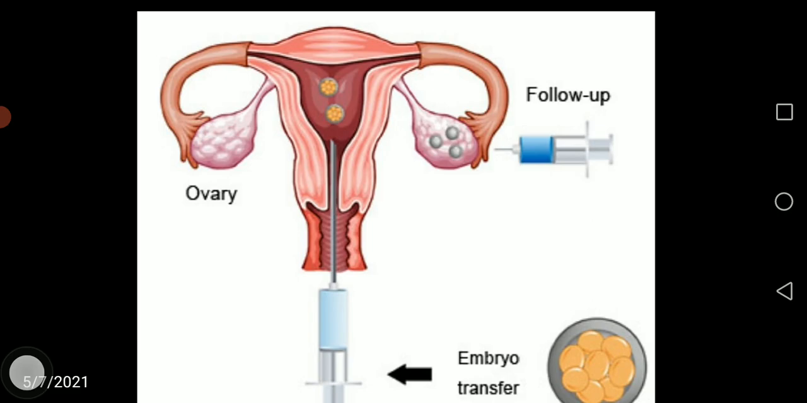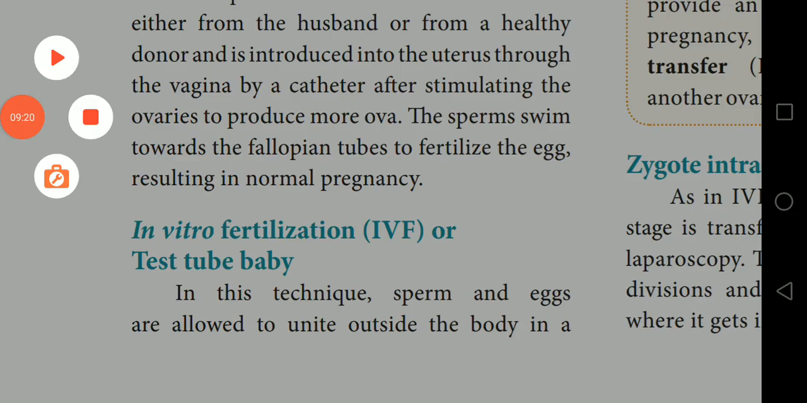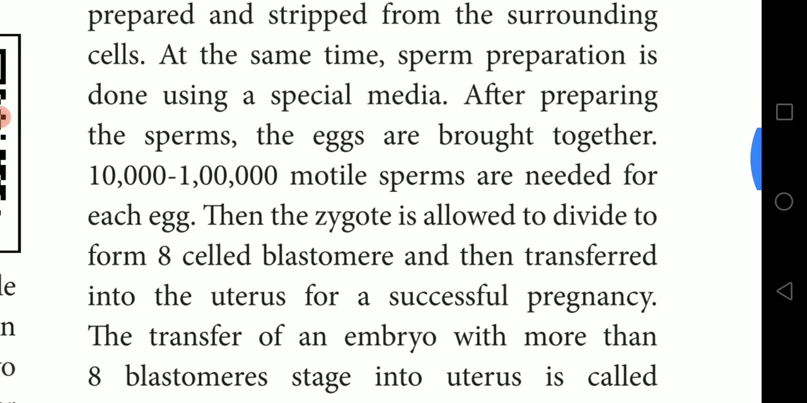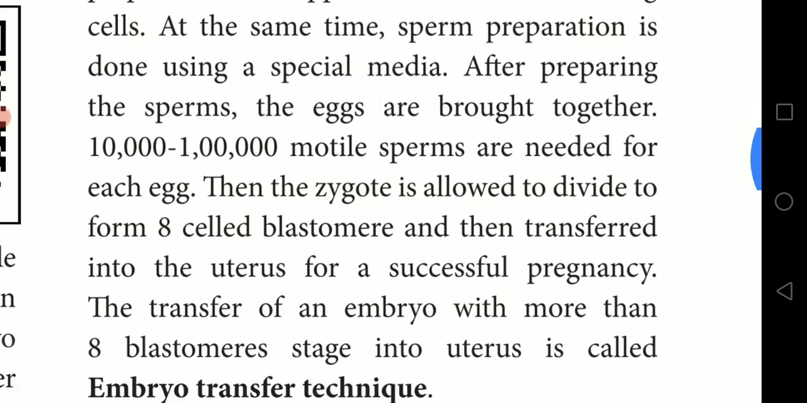Initially, IVF was used to treat women with blocked, damaged, or absent fallopian tubes. Today, IVF is used to treat many causes of infertility. IVF is also called a test tube baby. The basic steps in an IVF treatment cycle begin with ovarian stimulation.